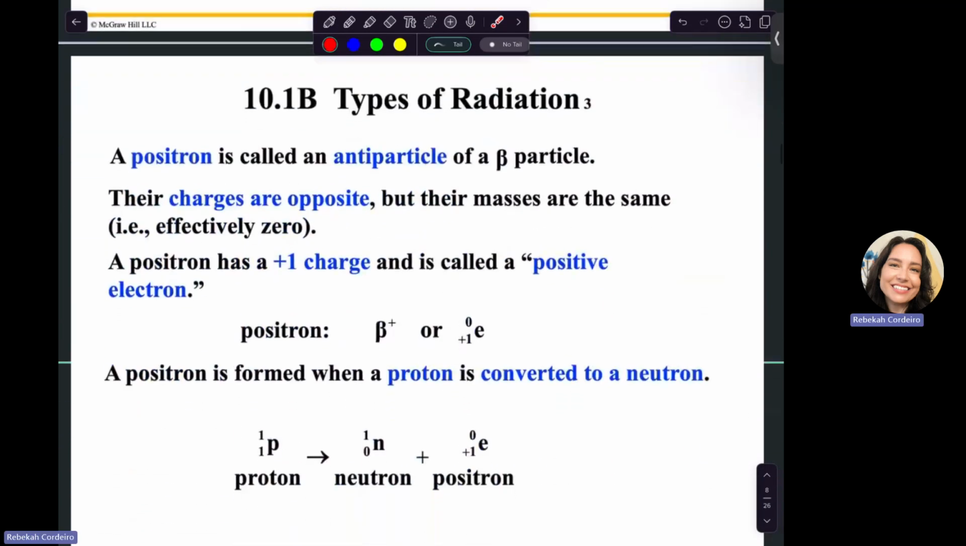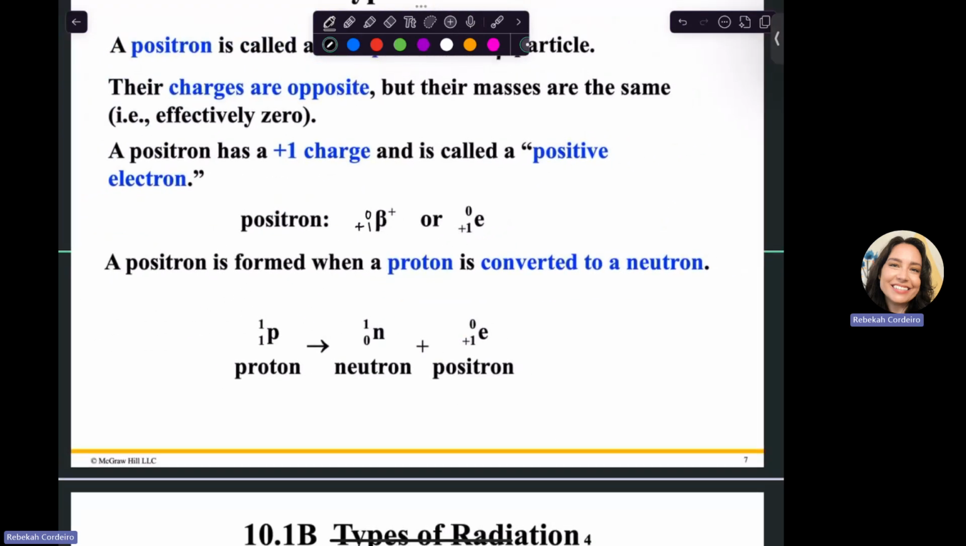A positron is the antiparticle of a beta particle. So it's basically either a proton without mass or a positive electron. We will write either beta plus, meaning a positive beta particle, or we'll just write e but put a +1 down here. Notice that it still doesn't have mass.